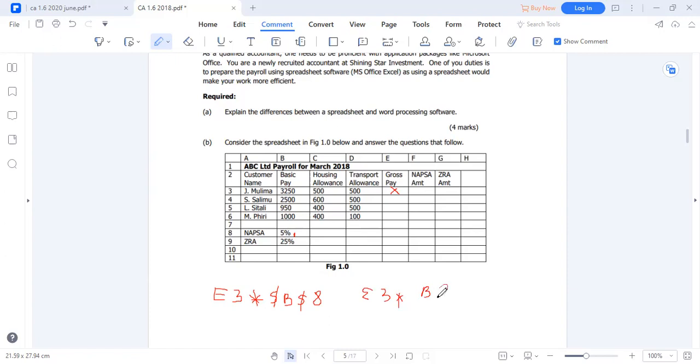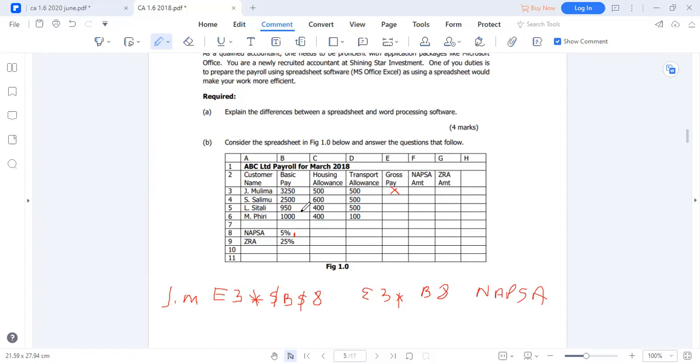This is for which individual? J Mulima, right? J Mulima. What are we calculating here? The NAPSA. It's carrying a lot of marks, so you need to be careful. Okay. So if you're doing percentages, before the 8 you can use this sign, which is a sigma, or the dollar sign for the layman.